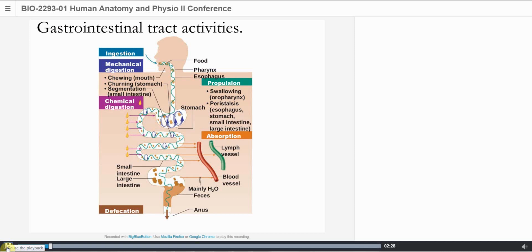Okay. So moving on to the functions or activity of the GI tract. The GI tract can't do anything until we put something in our face. So the first is ingestion. We have to actually take something in, either fluids or food, okay?